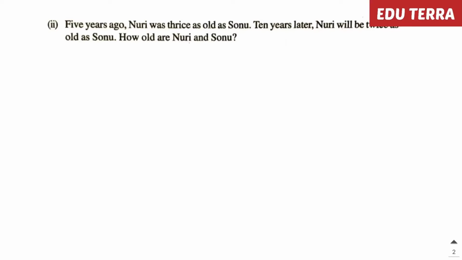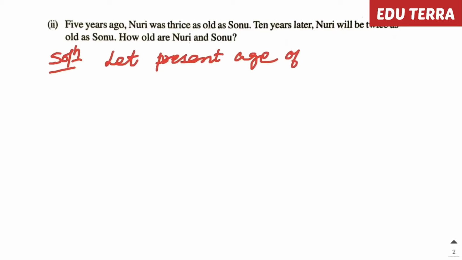In this question, Noori is dependent on Sonu. Otherwise, here we have to find the age of Noori and Sonu. So let the present age of Noori and Sonu. Look here, solution, always take as a present age. Let present age of Noori equal to x and Sonu equal to y.